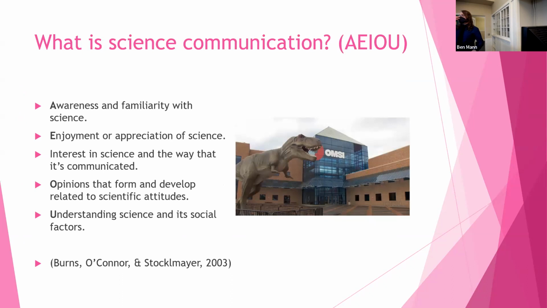How many folks have been to OMSI? Few of you, right? So OMSI is the Oregon Museum of Science and Industry. I used to go there all the time as a kid. You know, it's this gigantic museum that has a lot of rotating exhibits in Portland. They also do some really fun stuff. Like sometimes they'll do very interactive and hands-on things.